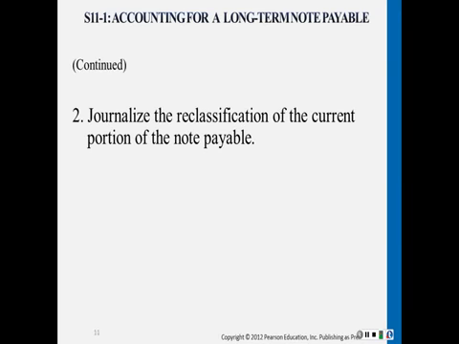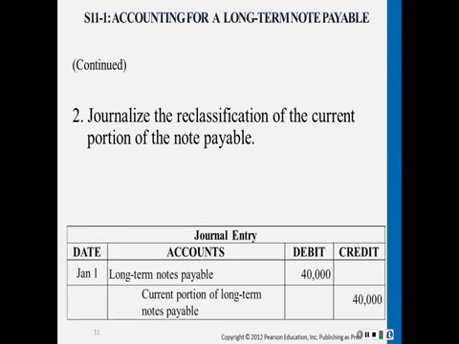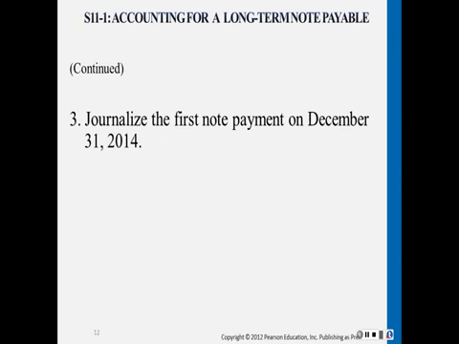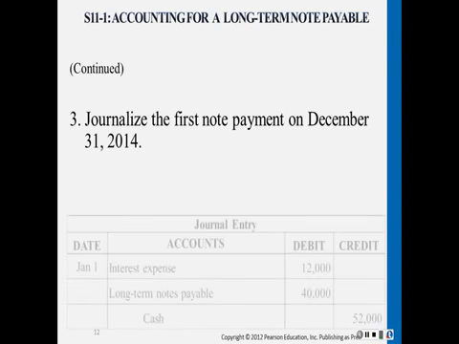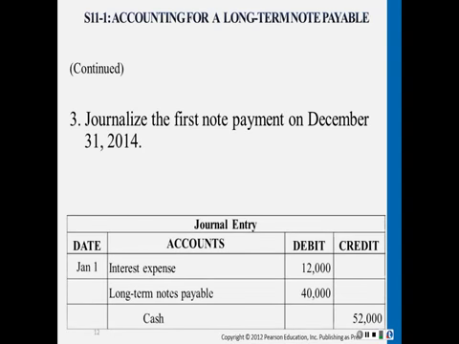Second, journalize the reclassification of the current portion of the note payable. The long-term note payable would be a debit for $40,000. Current portion of the long-term note payable is a credit for $40,000. Journalize the first note payment on December 31st, 2014. We have interest expense of $12,000, long-term notes payable, debit, $40,000, and cash credit for $52,000.